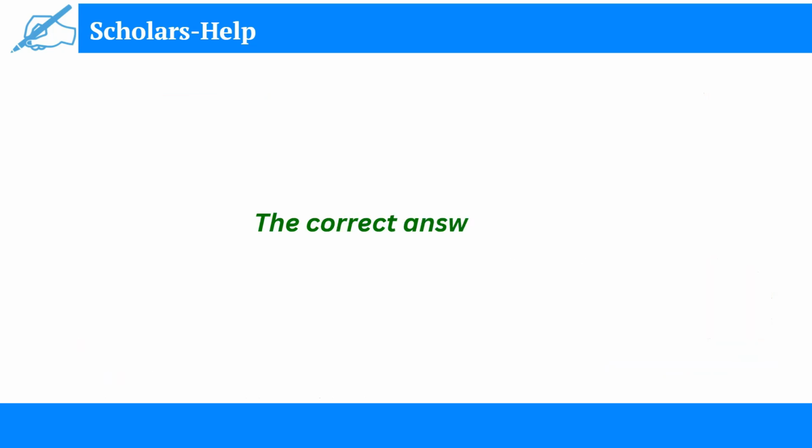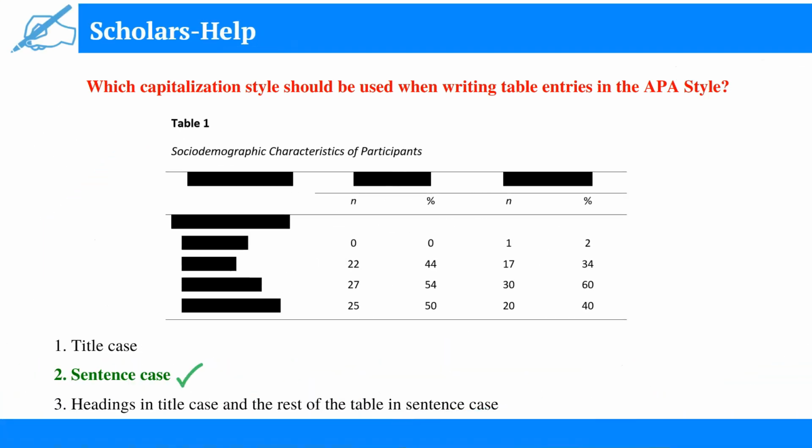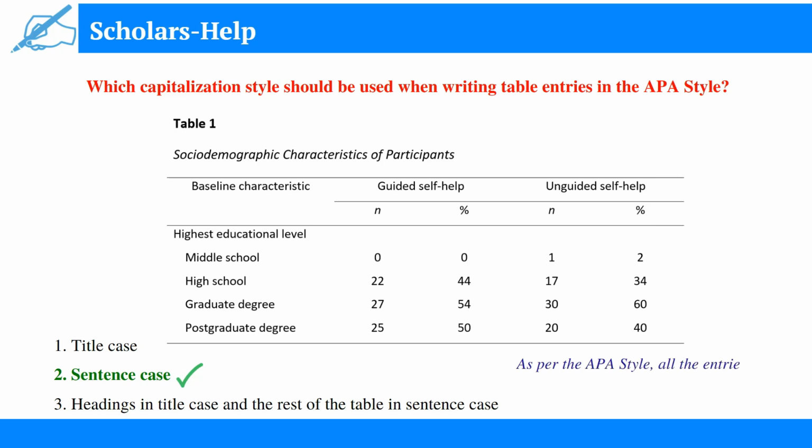So, the correct answer is the second option, that is, the sentence case. Now see the table. As per the APA style, all the entries in the table body, including the headings, should be written in the sentence case. In the sentence case, only the first word of a sentence is capitalized.